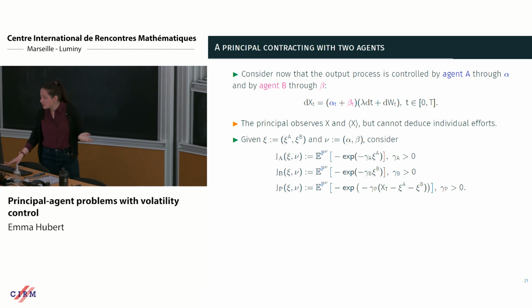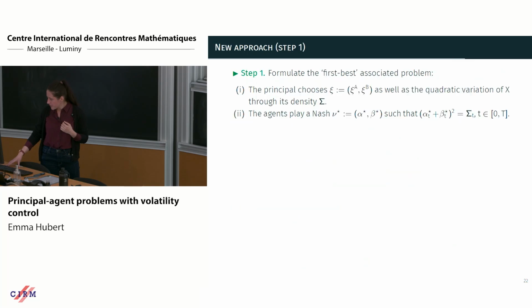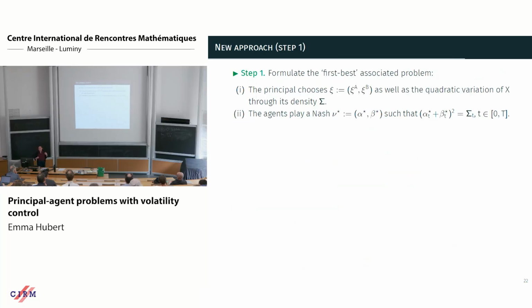If you look at exponential utility also to simplify, you start by formulating this kind of first best problem. The principal would offer a contract xi A for agent A, xi B for agent B, and control the quadratic variation of the process X. And you look for a Nash equilibrium between the agents, so you look at controls alpha and beta from agent A and agent B such that their sum squared achieves the quadratic variation that is fixed by the principal.